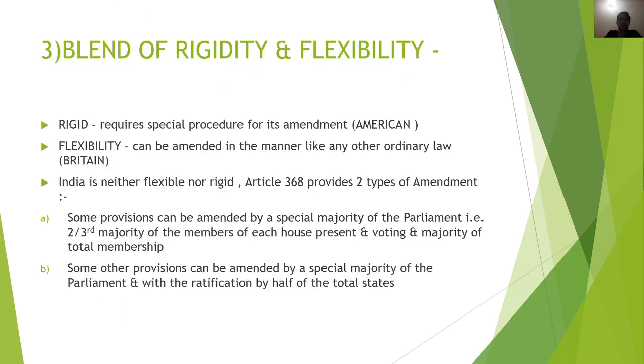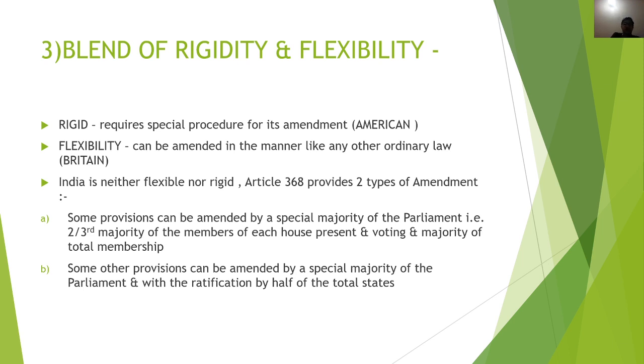Then let's come to the third, that is the blend of rigidity and flexibility. Constitutions are also classified into two: one is rigid and the second is flexible. A rigid constitution requires a special provision for its amendment, like in America, and a flexible constitution can be amended in the same manner as any other ordinary law, like Britain.